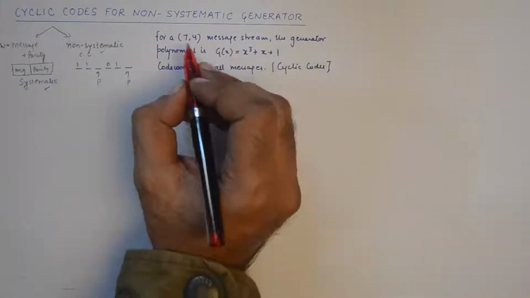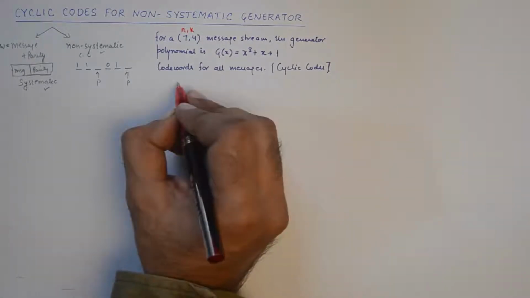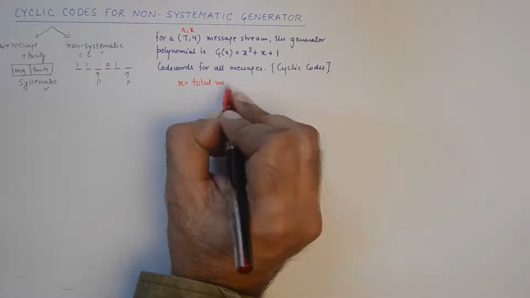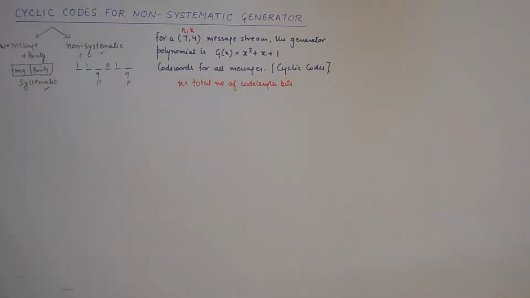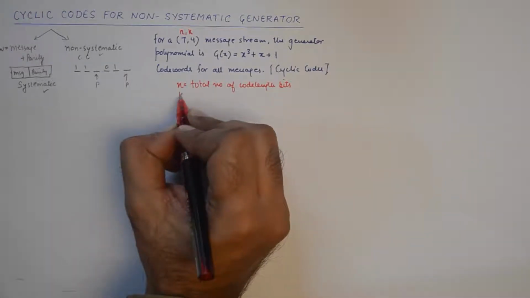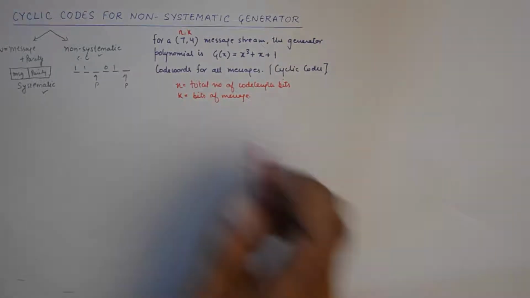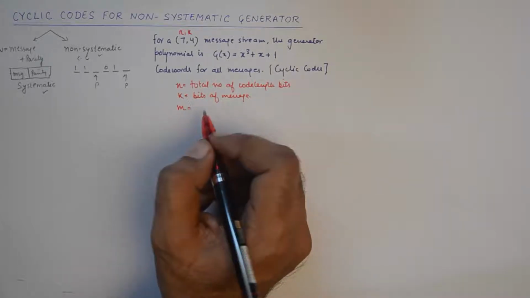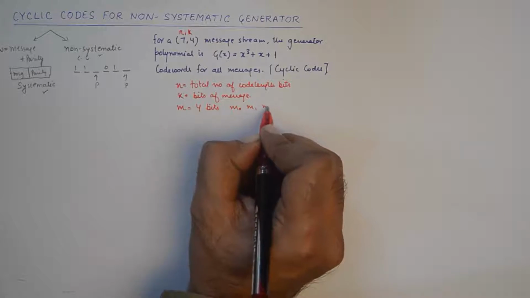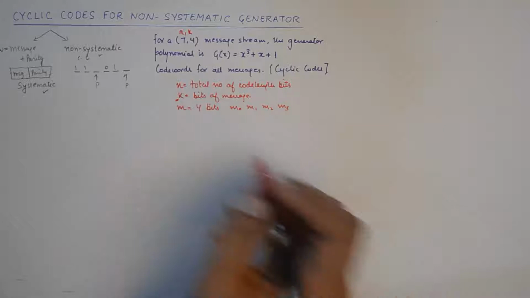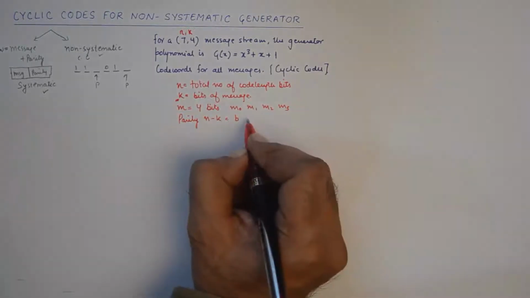We already know that in 7,4, this is n, k, where n is the total number of code length bits, and k represents the bits of message. So in this particular case, we have a message of 4 bits, which are going to be m0, m1, m2 and m3, which are represented by k, of course, and parity, which is given by n minus k, will be b. Let's say it'll be of 3 bits.